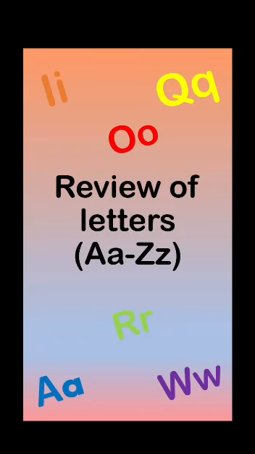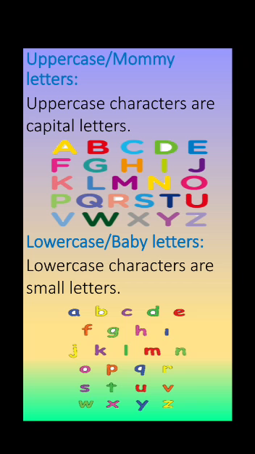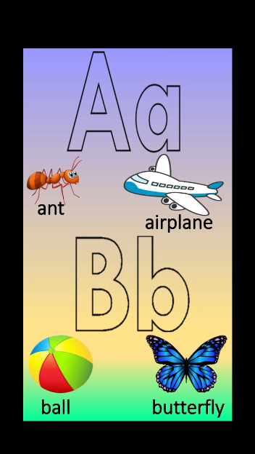Everyone, today we are having English unit and in that we have done the review of letters A to Z. Earlier three, as we have all discussed uppercase and lowercase letters in our previous class, let's revise it. What are uppercase characters? Uppercase characters are capital letters. Uppercase characters and mommy letters are the same, they are capital letters. And what about lowercase and baby letters? They are small letters.